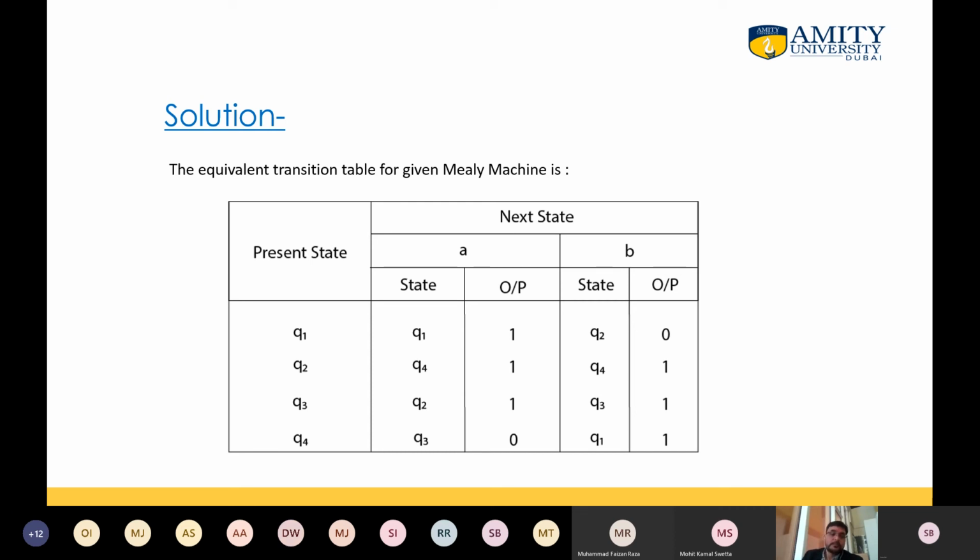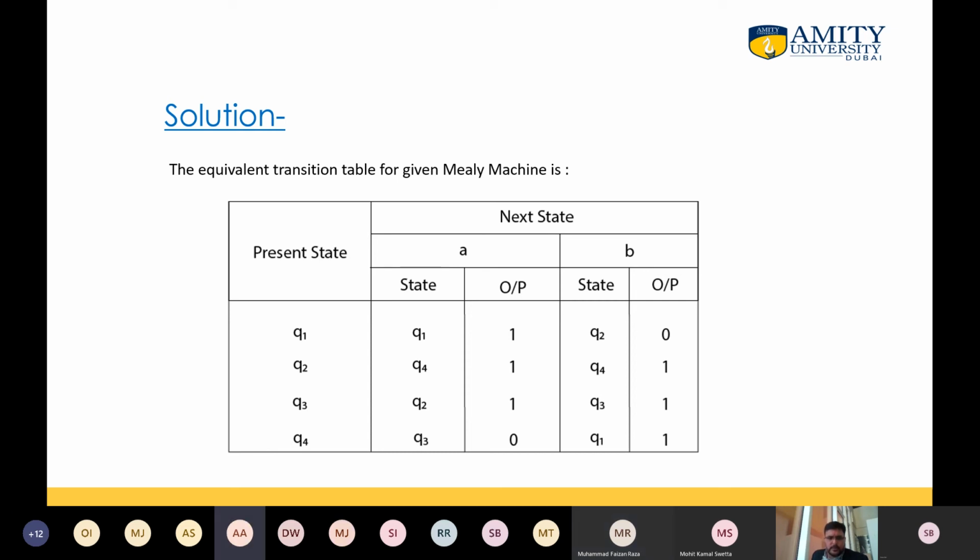We have to check how many types of output there are for each state. For checking the output, will you check the present state? No. You will just go to the next state and check with input A and input B. How many states are there where the output is the same?